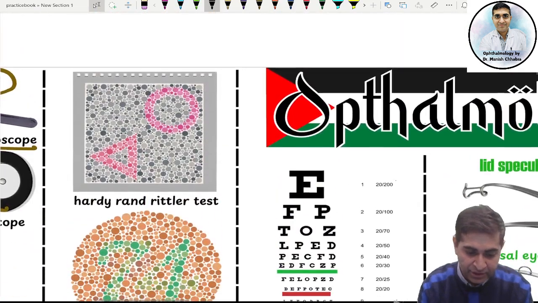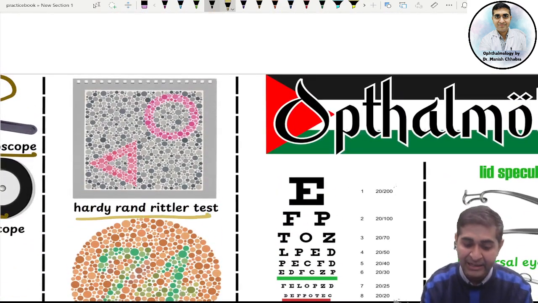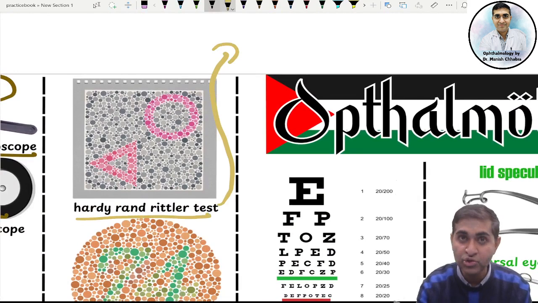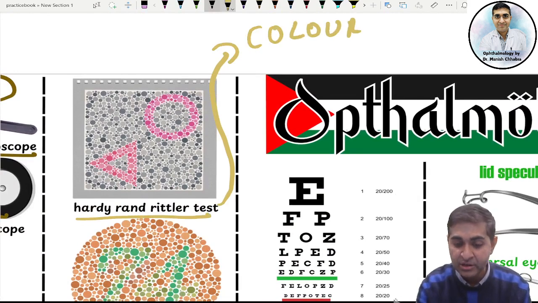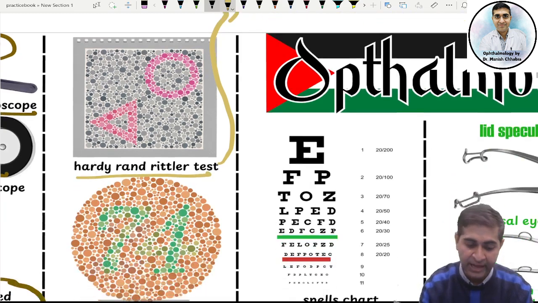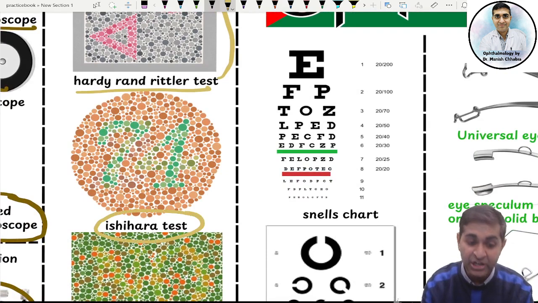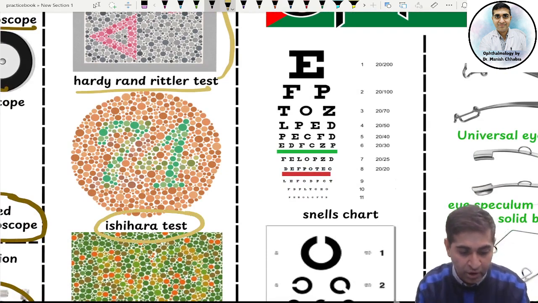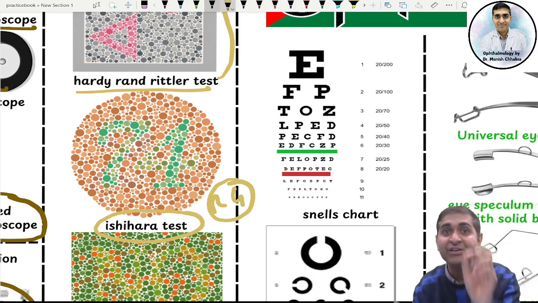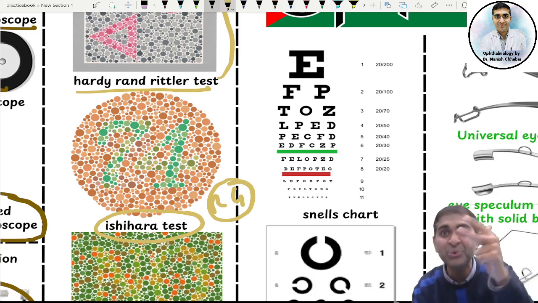Quantify color blindness. And what is this? This is the Hardy-Rand-Rittler test. It is used to assess color blindness. Then there is another card. What is that card? That card is your Ishihara test. Ishihara is used for red-green color blindness, while Hardy-Rand-Rittler is for red, green and blue color blindness.